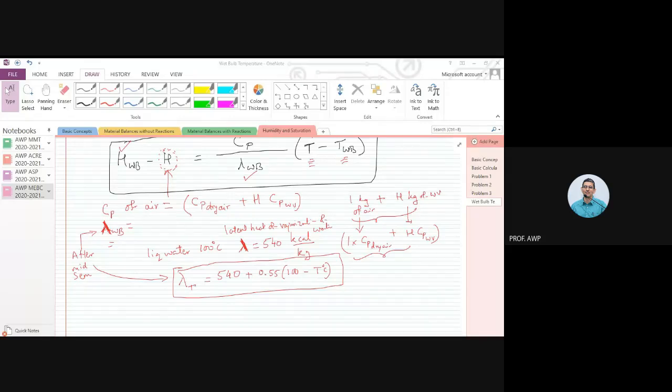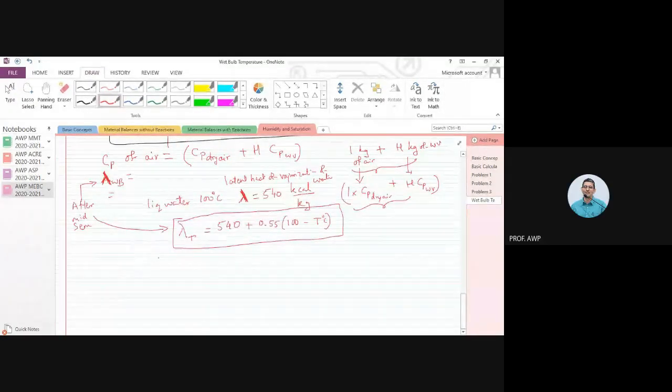If I give you these two values, now... Sir, shouldn't the Cp of dry air be multiplied by 1 minus H? No, if I take 1 kg of the dry air, I get H kgs of water vapor along with that, whether I like it or not. Yes, sir. So the net is Cp of dry air plus H times Cp of water vapor.